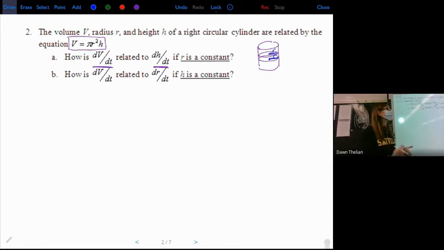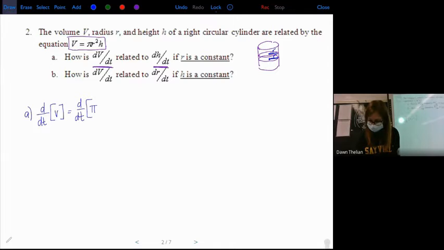So how would you have a related rates equation that way? Remember I just went over with that pi over 3 that if it's a constant, it just stays as a constant multiple. So for part A, if we're taking the derivative with respect to time of both sides of our equation, the big difference here is that R is going to be treated as a constant. It's not changing. So both the pi and the r squared are constant.